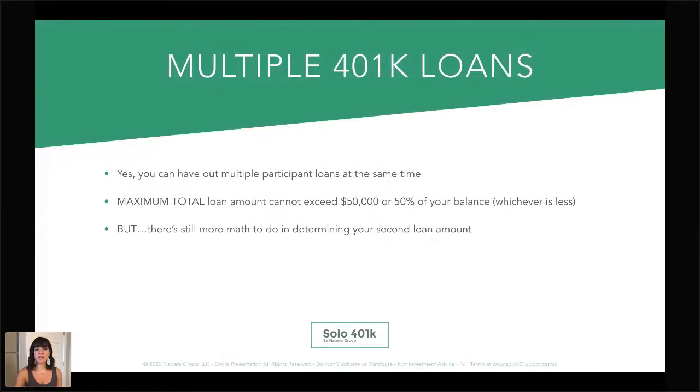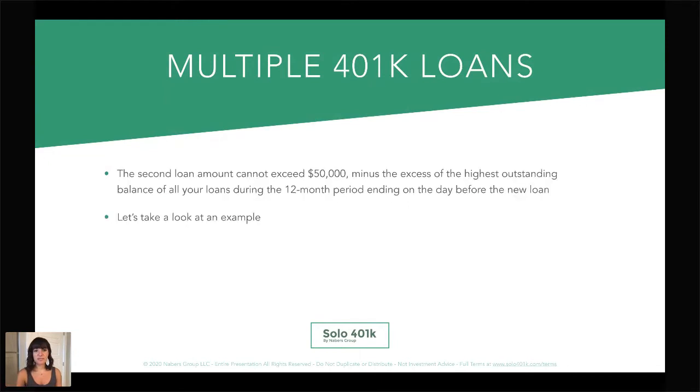Can I have multiple loans? You can. What's most important is you're not exceeding that $50,000 or 50% of your balance. But there is some more math involved. So the second loan amount cannot exceed $50,000 minus the excess of the highest outstanding balance of all your loans during the 12-month period ending on the day before the new loan.